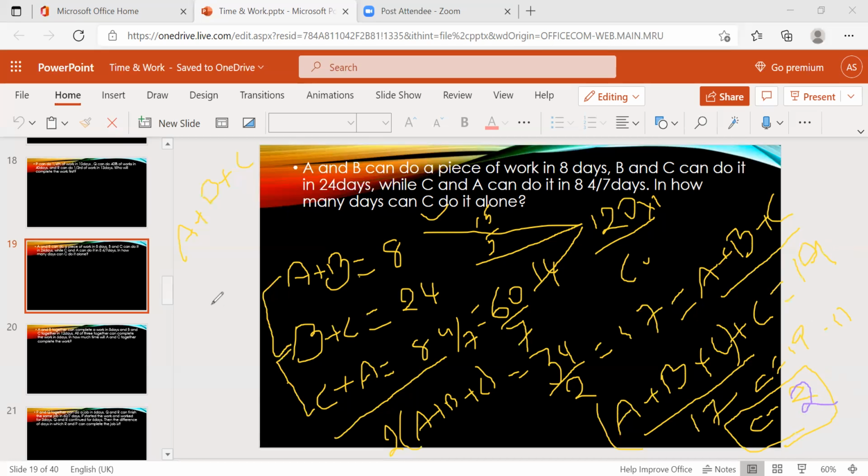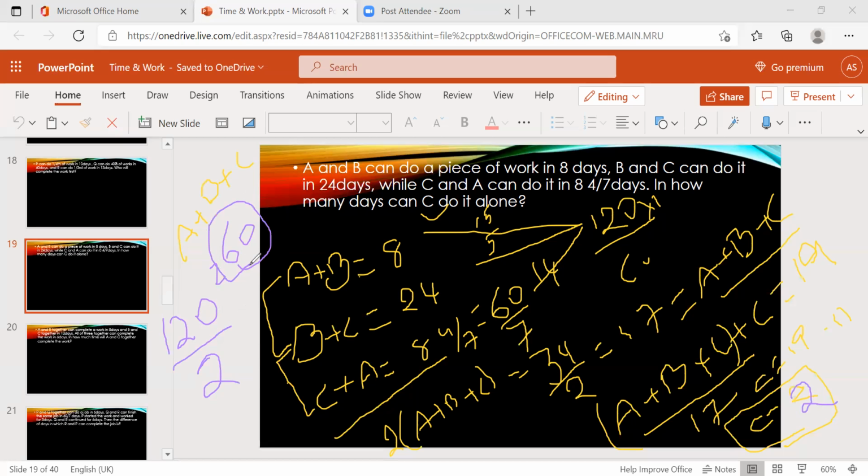Then we need to find how many days C will take. What is the total units? 120 units divided by efficiency. What is that efficiency? 2. It's nothing but 60 days. Only C can do this work in 60 days. That is the efficiency of C.